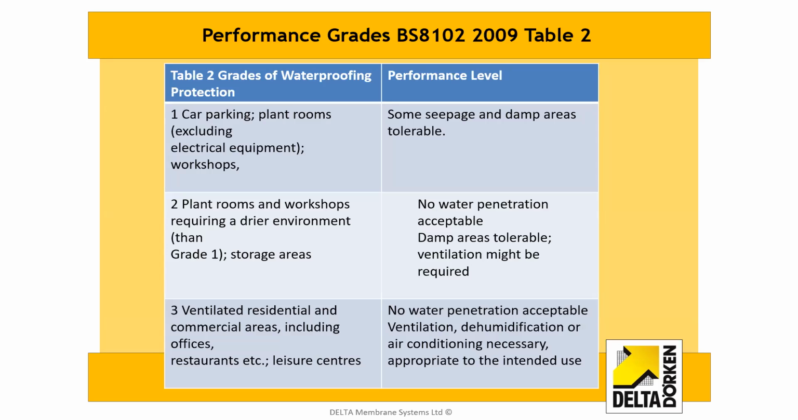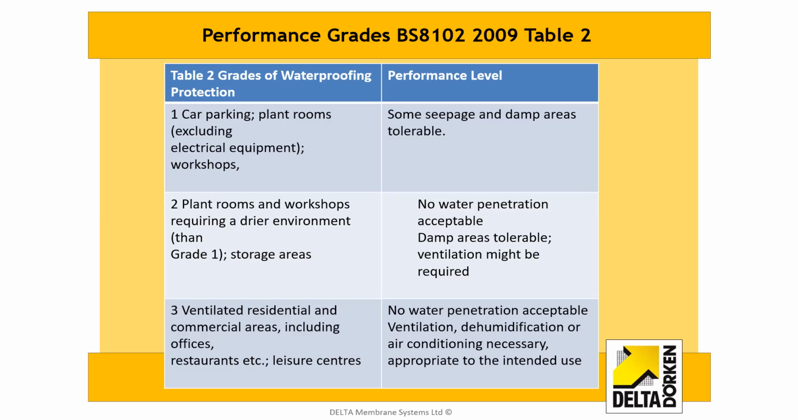And we've got grade 2, plant rooms, workshops, that kind of thing, where no actual physical water is allowed in to flow down the walls and across the floor, but it's not the end of the world if there's a damp area, and we might need to ventilate it to discourage formation of condensation, for example. It can also be a source of dampness.